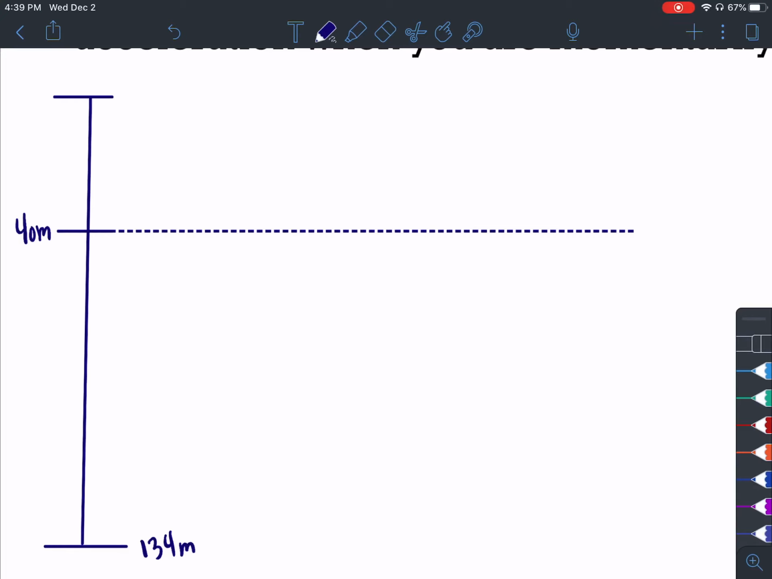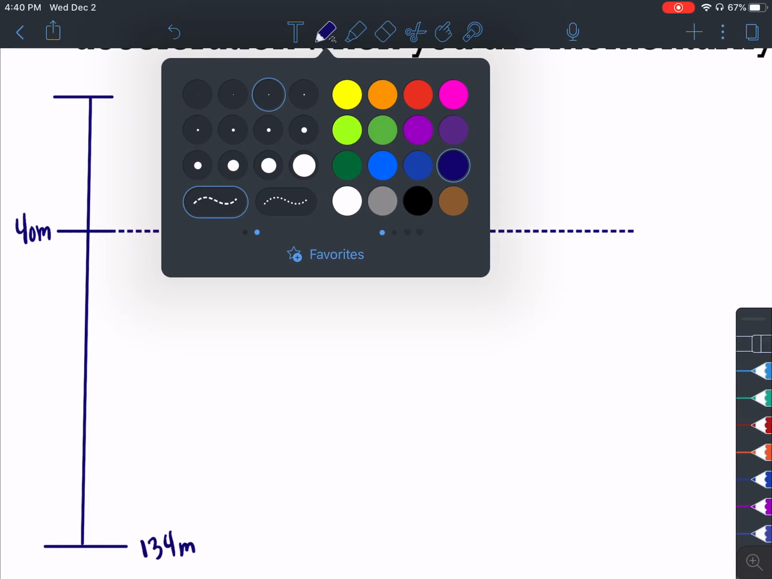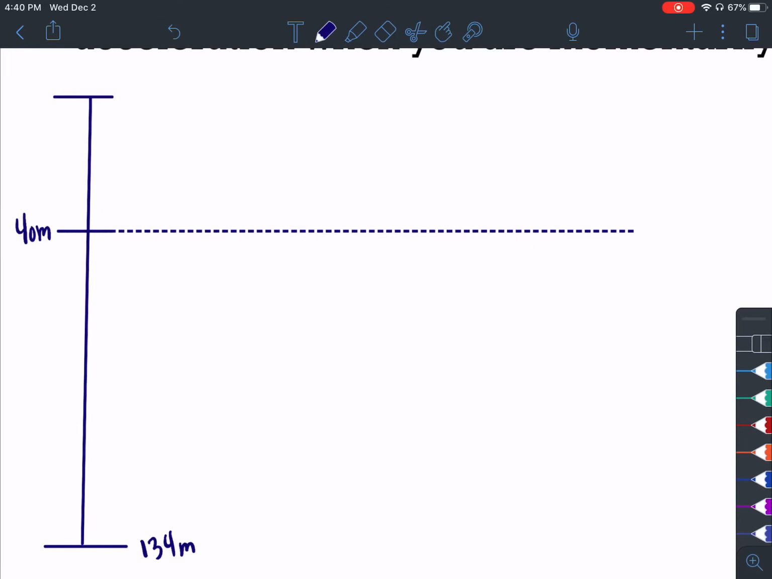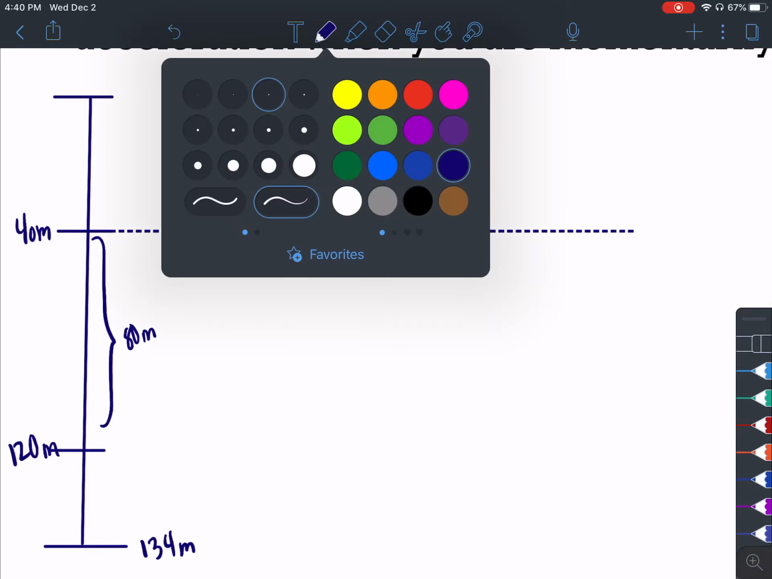This is where the spring aspect of the cord is going to kick into place. It wasn't acting like a spring. We didn't even know we had a cord until we hit this 40. It's now fully stretched, and it's going to act like a spring as we go further. It says after that we go another 80 meters. Well, 40 plus 80 gives me 120 meters. So this distance in here is that extra 80 meters.